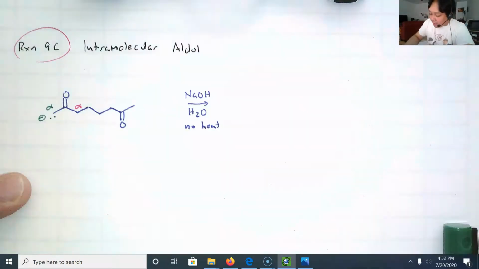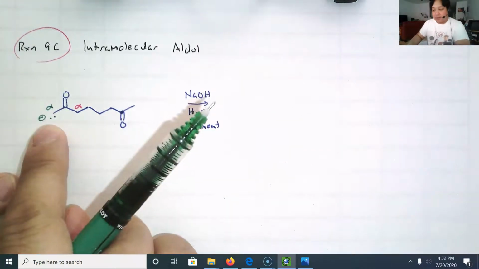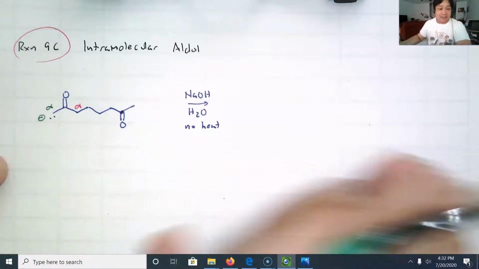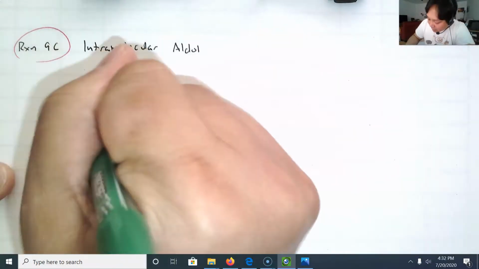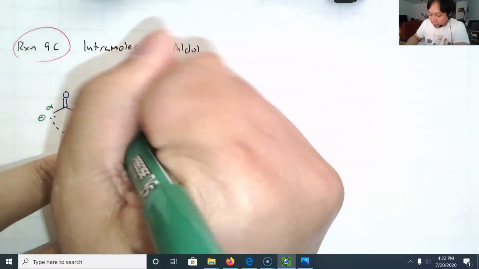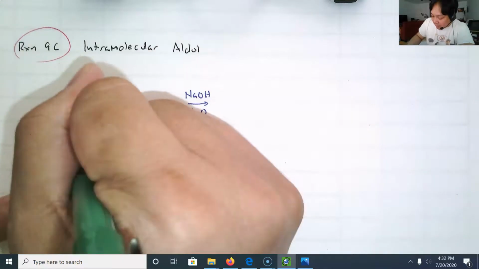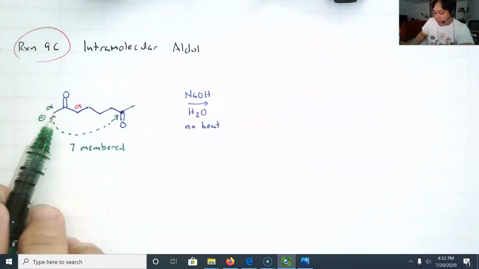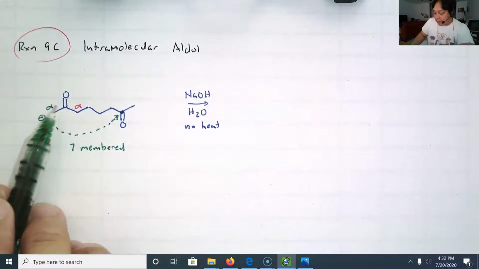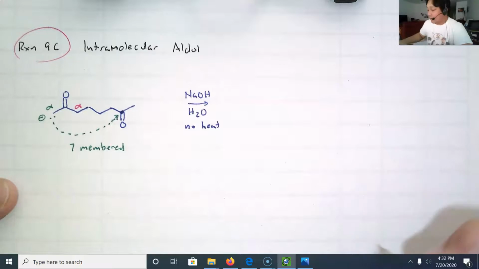But because we have a carbonyl group in the same molecule, that carbonyl group will always be close to this anion, closer than a molecule that's not connected. So the chances of us making an intramolecular bond are good. Okay, they're good. And this, we make a 7-membered ring. How did I get 7-membered? If that carbon attacks that dot, I have 1, 2, 3, 4, 5, 6, 7 carbons in that ring.